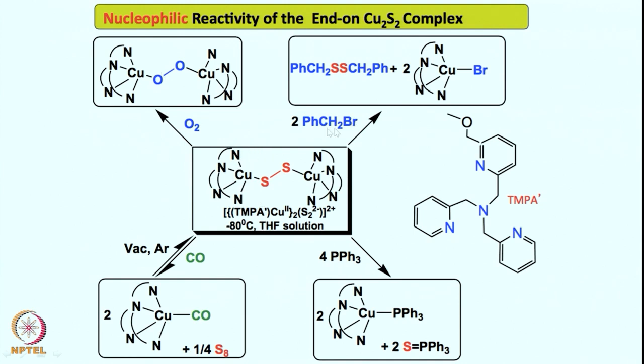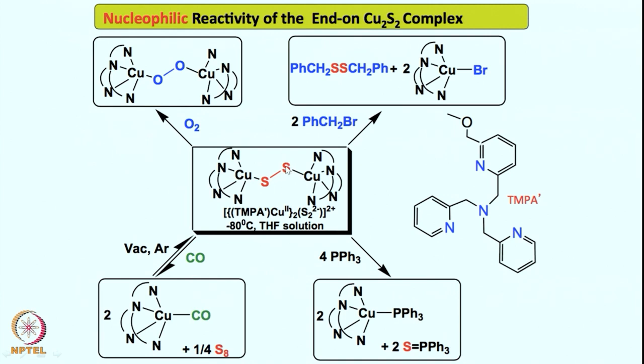If benzyl bromide is reacted with this copper disulfide compound, dibenzyl disulfide is formed. This type of product formation indicates that the sulfur has a negative charge, right? Only if it has a negative charge can it attack a positively charged carbon center over here, and that's how this product is perhaps forming. So, like the end-on peroxo, these disulfides are nucleophilic in nature.